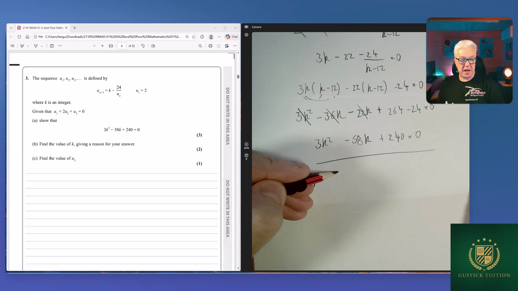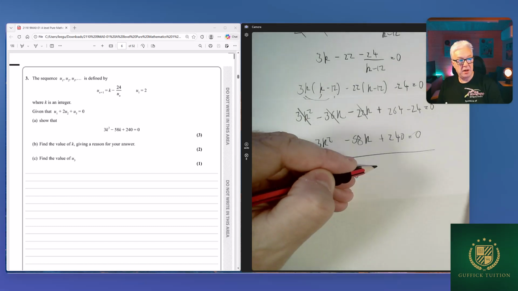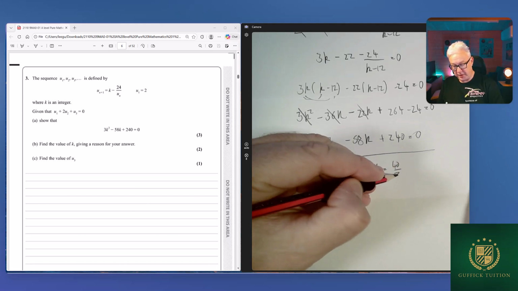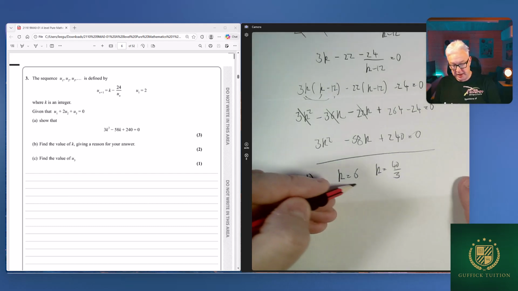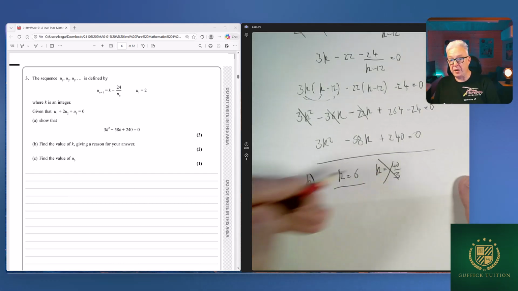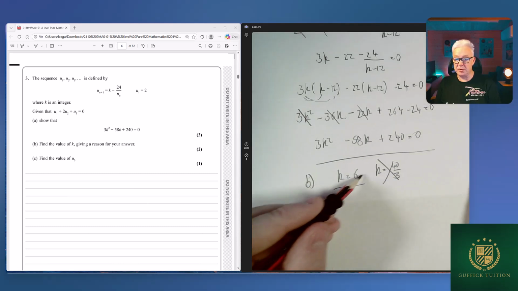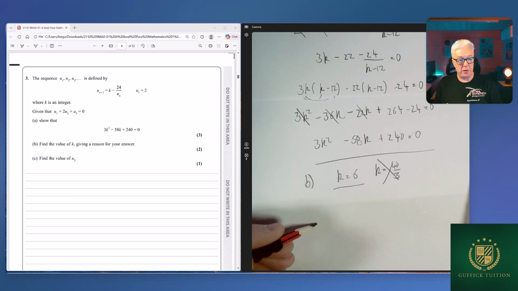So we put this into the calculator, we find out that we get that k is equal to 6, or we get that k is equal to 40 over 3. Okay, so when you put that into your calculator, those are the 2 values that you get. Now, what else? How are we going to decide which one of these is appropriate? Oh, the question tells us that k is an integer. So therefore, that's our solution. We do not want that one. And that's part B done for 2 marks. So 1 mark was for getting the 2 solutions. And then the second mark was for deciding that this is the appropriate one.